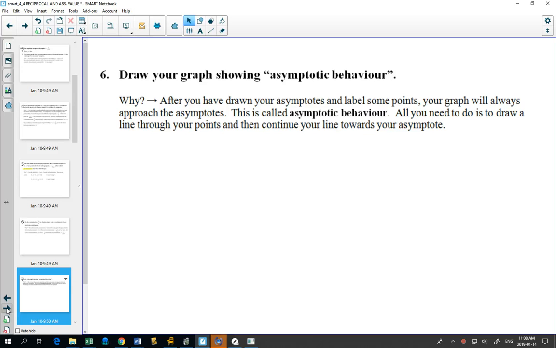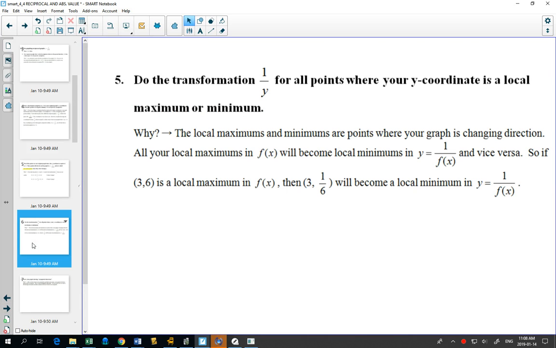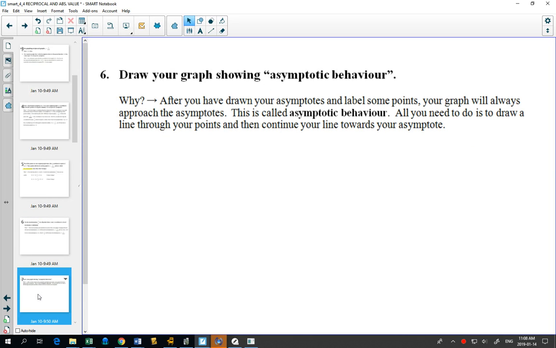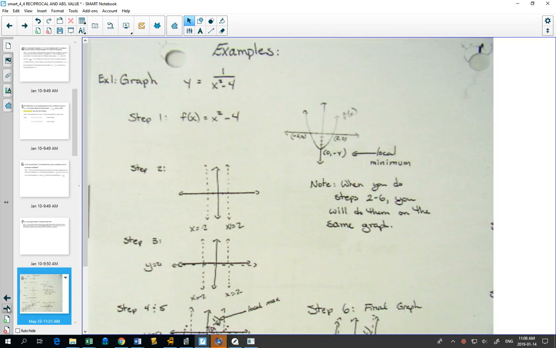For number 5, there's nothing really to hide. And number 6, we're going to finally draw our graph going towards the asymptotes. So these are just the steps. This is done for you on the next page, and steps 1, 2, 3, 4, 5, and 6 are done separately. To get your final graph, what we're going to do is do it all at once together right now.